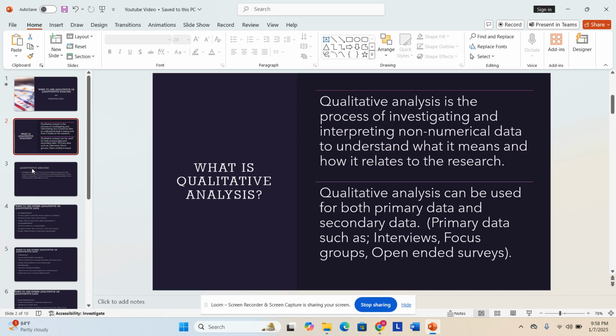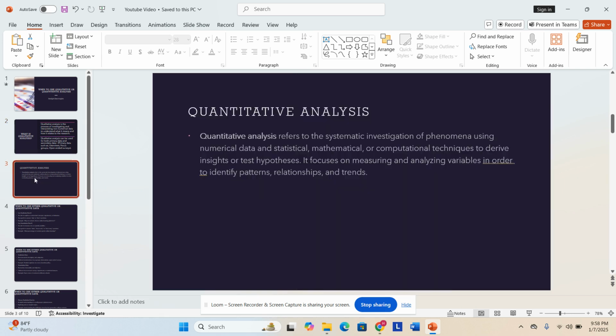So that's qualitative analysis. Quantitative analysis refers to the systematic investigation of phenomena using numerical data and statistical, mathematical, or computational techniques to derive insight or test hypothesis. What all this means is that in quantitative analysis, you are analyzing numerical data. Now, I didn't put it here, but it can be used for primary or secondary data as well. Mostly used in primary data.